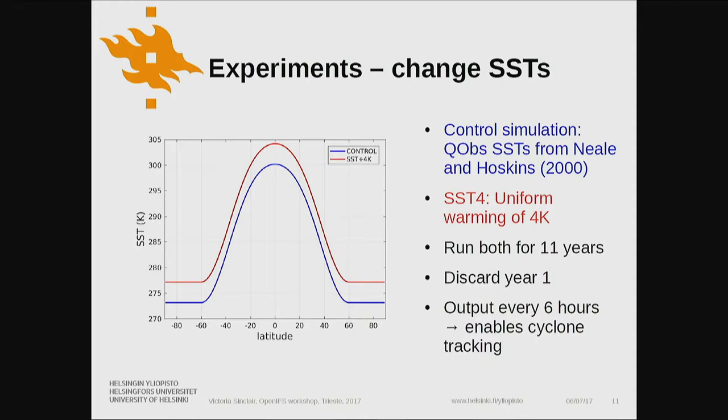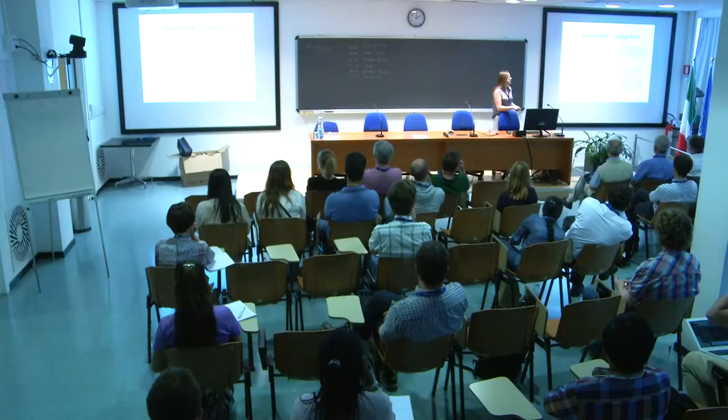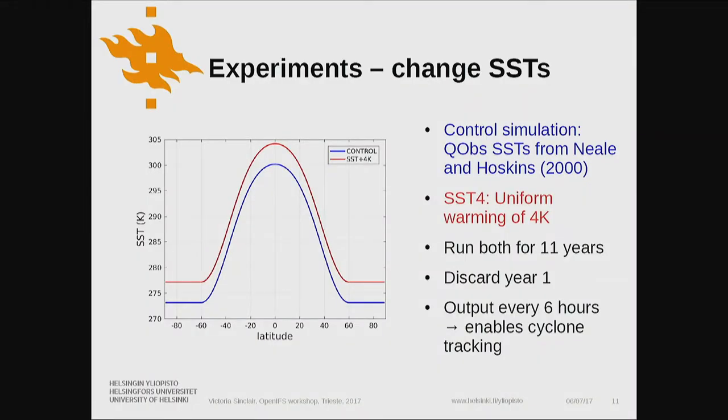I run both of these experiments for 11 years. I discard the whole of the first year just to be very safe to avoid any spin-up issues, although I'm fairly sure you could only discard the first 3 months and you'd be quite safe. So after this, I have 10 years left for the analysis. And when I run the experiments, an important thing I do is output the model state every 6 hours, because I want to look at the extratropical cyclones and I need to track them. So I need this high resolution output to do this.